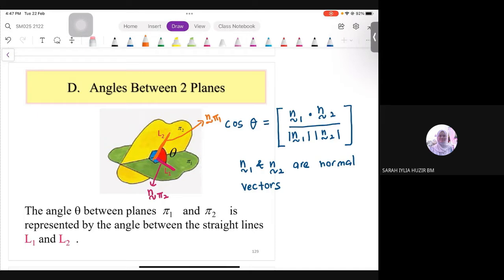It's still using the same formula to find the angle between two vectors, which is cos theta equal to n1 dot n2 divided by its magnitude. Here, n1 and n2 are the normal vectors for each plane. So let's do an example regarding this.